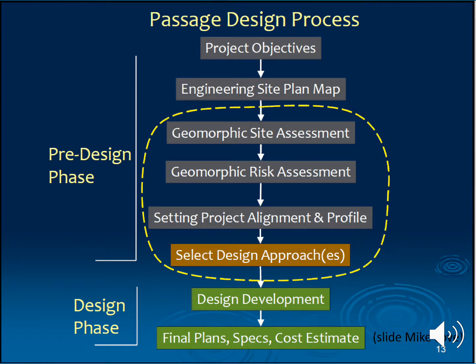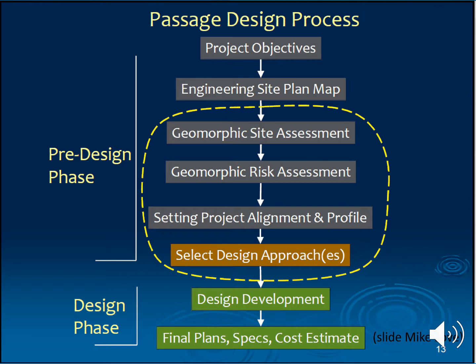This is Mike Love's slide here. This is how he steps through coming up with a fish passage design. He figures out his objectives, sort of does a rough sketch, goes out in the field, does a site assessment, comes back and calculates the various risks, lateral erosion, his vertical adjustment profiles, and determines what alignment he's looking for at this project. And then at that point, he looks at finding a design approach to achieve that alignment and profile.